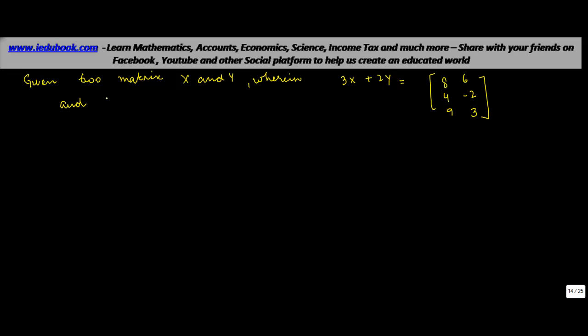Given two matrices X and Y, wherein 3X plus 2Y is equal to [8, 4; 9, 6; -2, 3] and X minus 2Y is equal to [8, 12; 11, 6; 10, 9]. Find the values of X and Y.